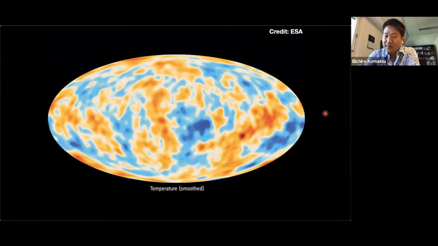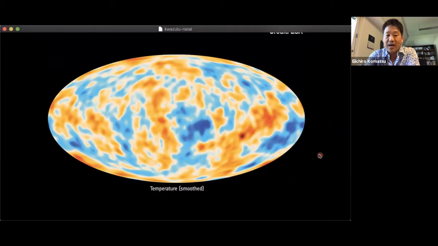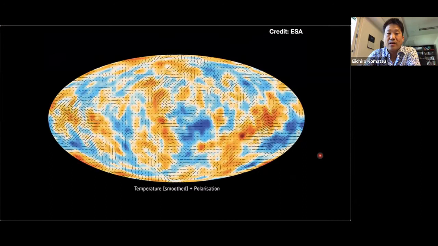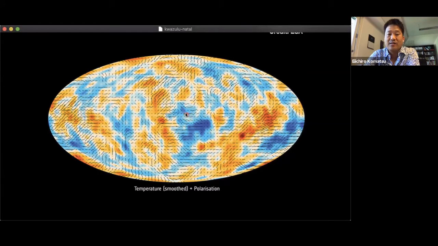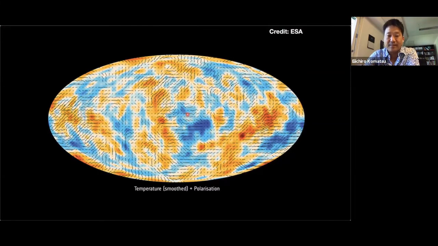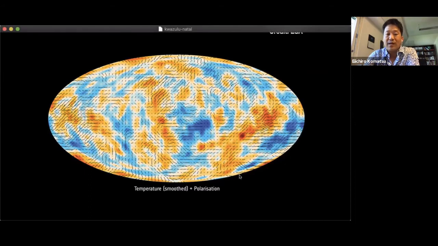But the topic of today's talk is not about the temperature fluctuation, it's about polarization. So the direction of the line represents the polarization direction. That's where electric fields are oscillating with stronger strength than in the other direction, right? And the length of the bar, the length of the line, represents the strength of the polarization. So this is all nice, right?